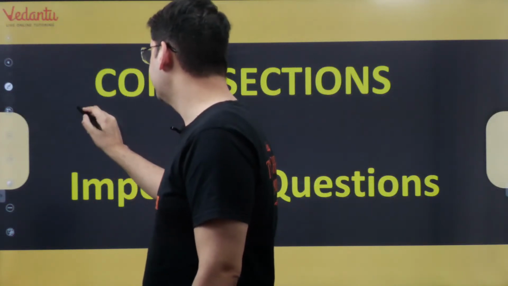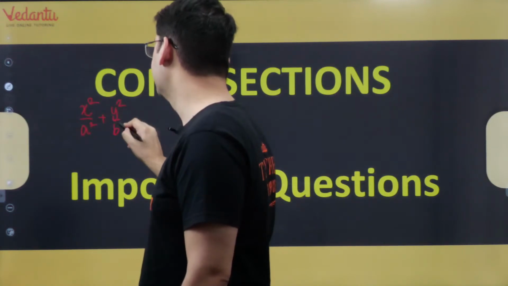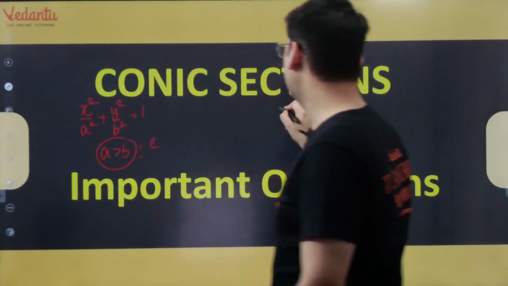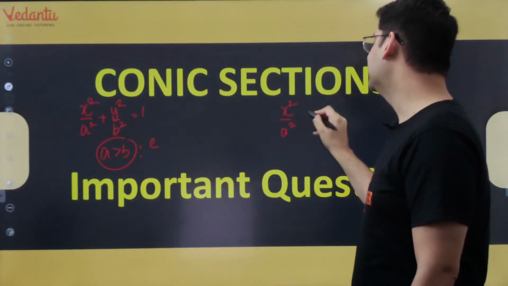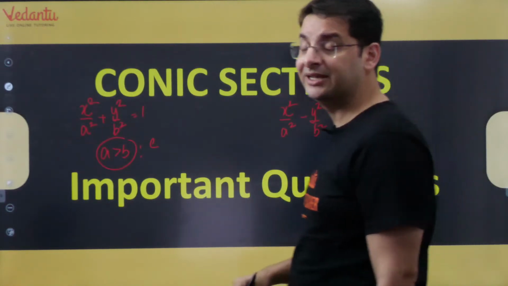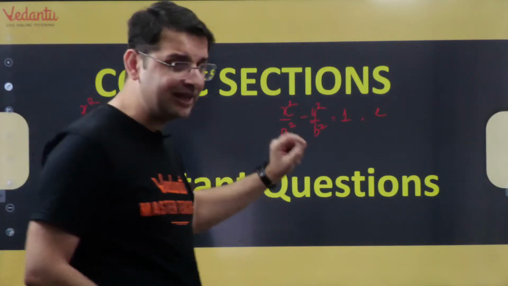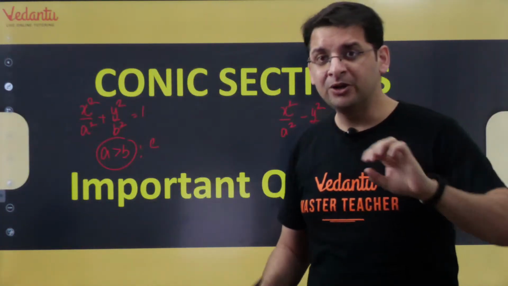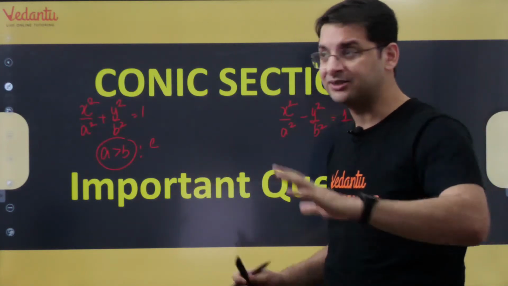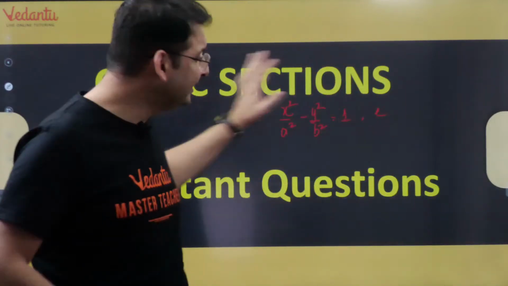I've skipped this. x square by a square plus y square by b square is equal to 1, let's say if a is greater than b. What is the formula for eccentricity? And for x square by a square minus y square by b square is equal to 1, how do we write eccentricity in terms of a and b in case of hyperbola? This should be very clear. I'm assuming that you've put a lot of attention on these two while preparing for JEE Mains. I did not focus on these points here, but a lot of questions have been asked in JEE Advanced based on these basic things only.